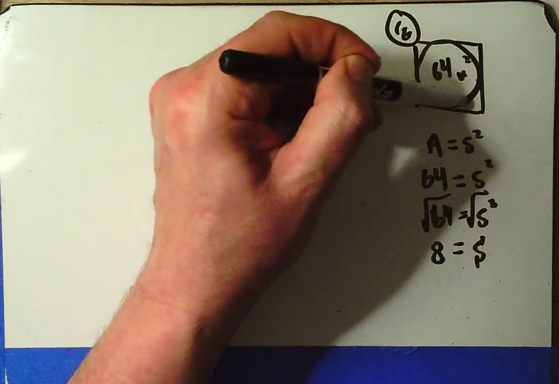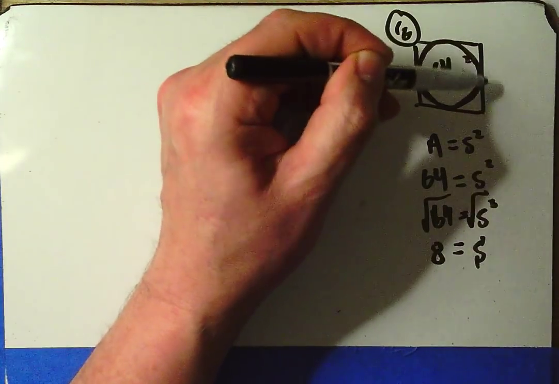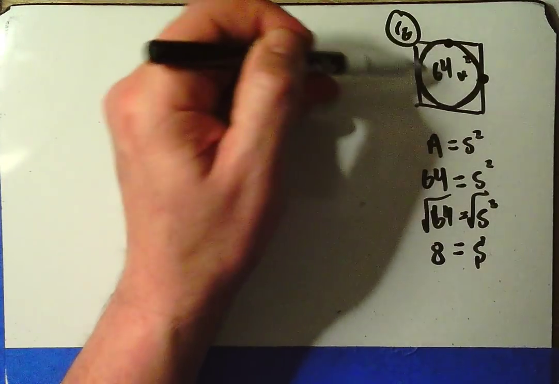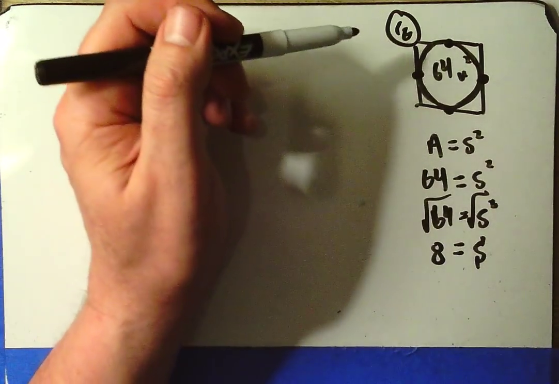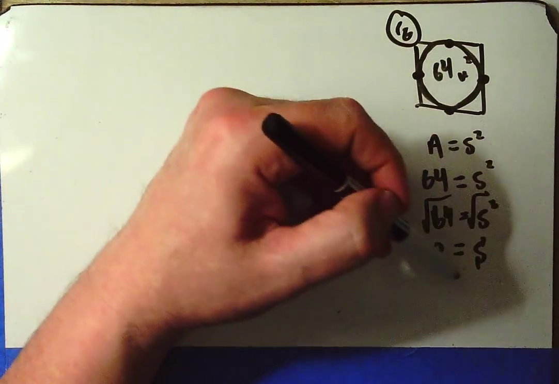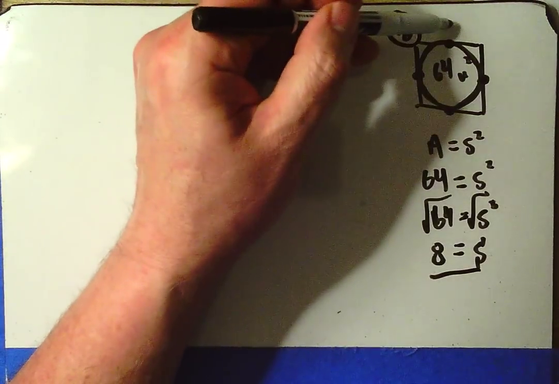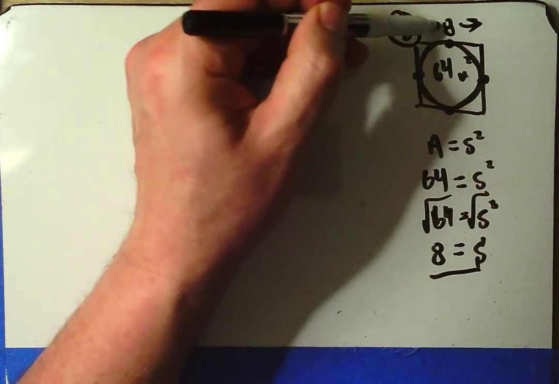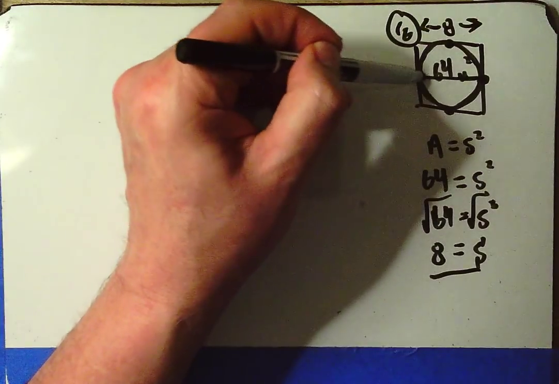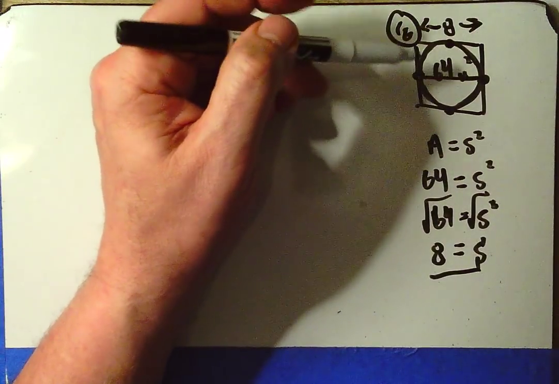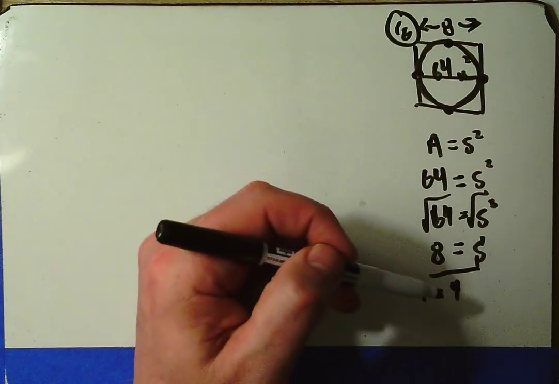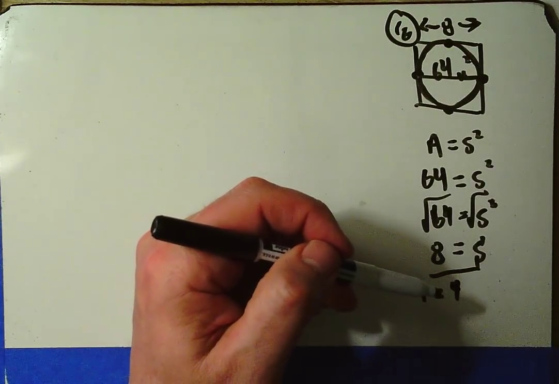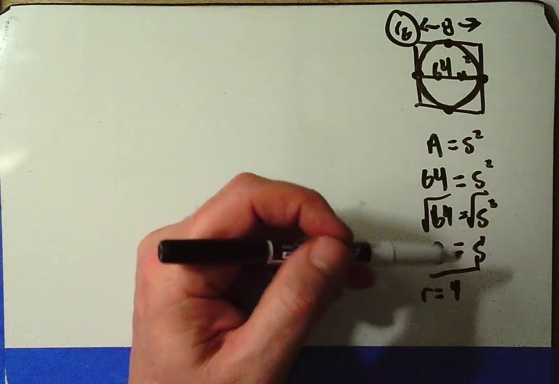Well, if I draw this circle that's tangent to each of these sides, or the midpoints of these sides, then I know when the side length is 8, this distance is 8. Well, that corresponds to the diameter of the circle. So the radius of that circle must be 4. The radius would be 4 for the largest circle inscribed, and we want to know the area.